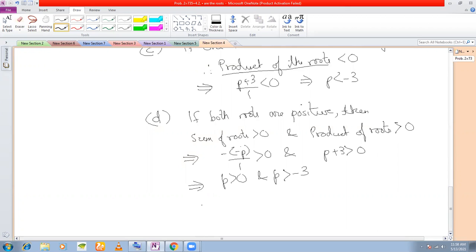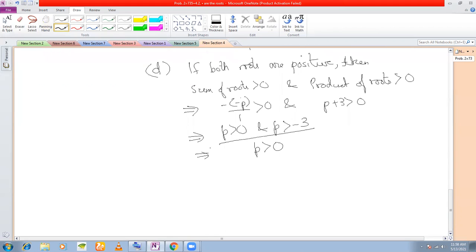Now, if p is greater than 0 and p is greater than -3, you can combine these two conditions, isn't it? If p is greater than 0, it has to be greater than -3. So you can combine both these conditions to simply write p greater than 0. That means for all positive values of p, you will have both roots positive.